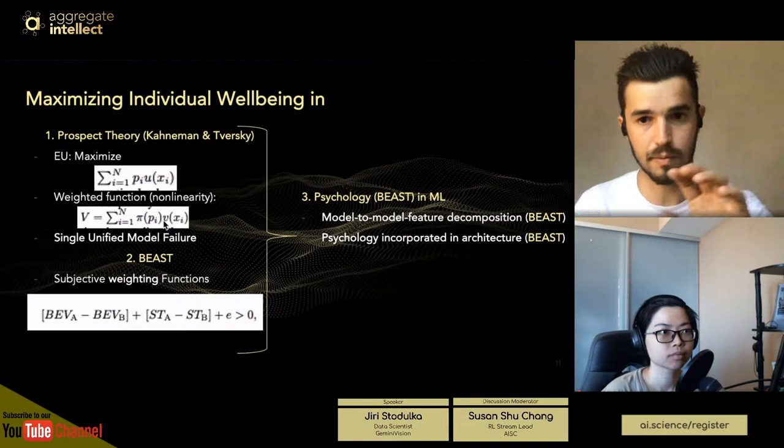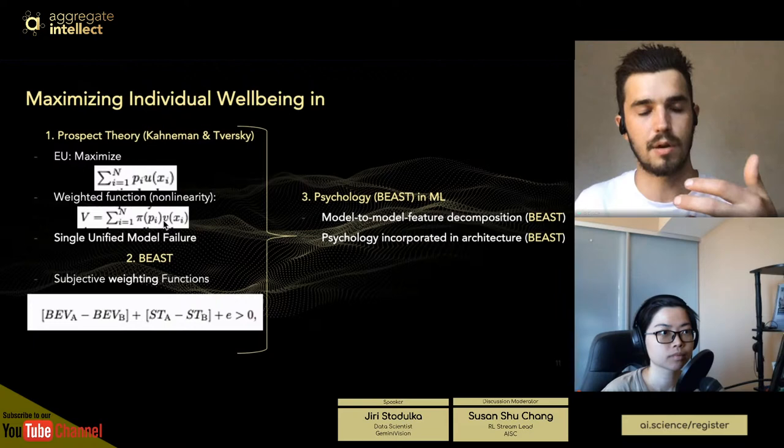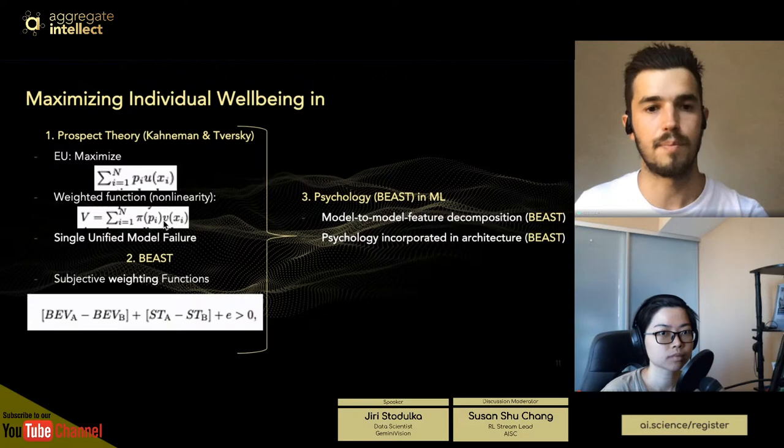And this slide is just showing you the workflow, how psychological thinking or theories get into machine learning. Because in the third step here, the researchers were actually able to use these past theories and incorporate BEAST into the model. Either it was a model-to-model feature decomposition, or they incorporated it in the model's architecture.